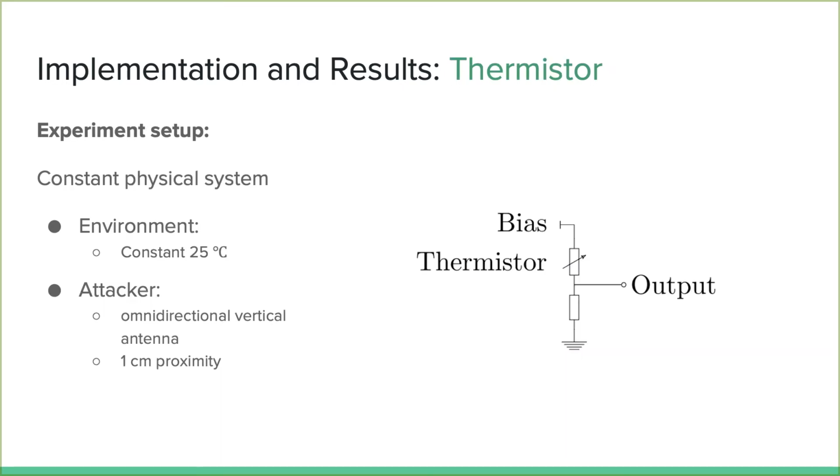Now with a constant physical system, we're going to be using a thermistor. The environment is going to be a constant 25 degrees Celsius room temperature, kind of like this room. And the attacker is going to have the same antenna placed 1 centimeter away, between the sensor and the ADC.